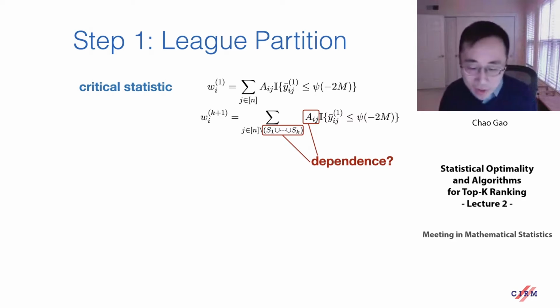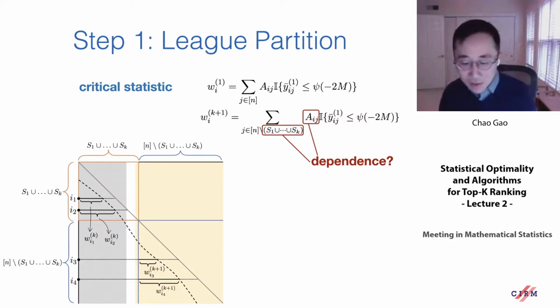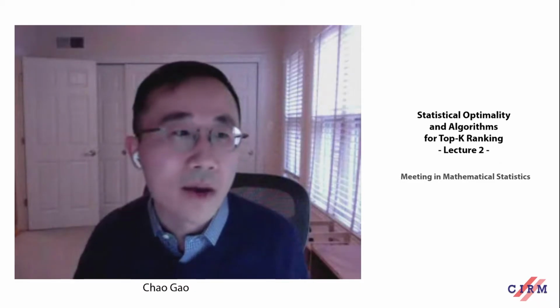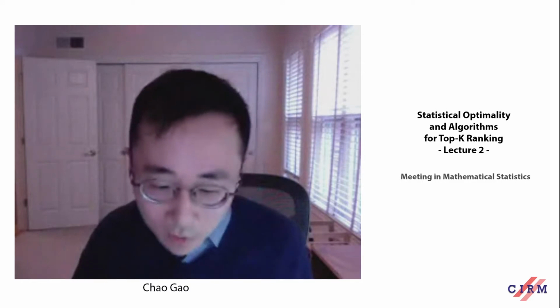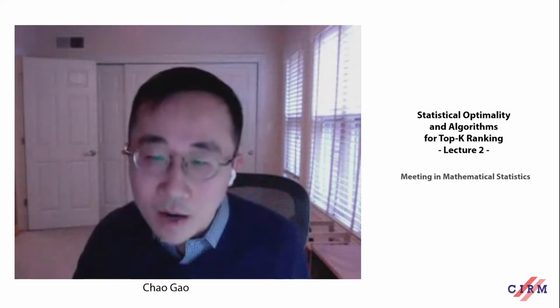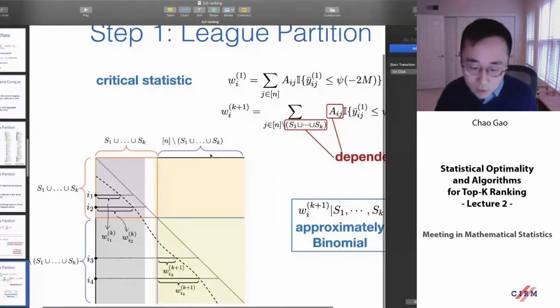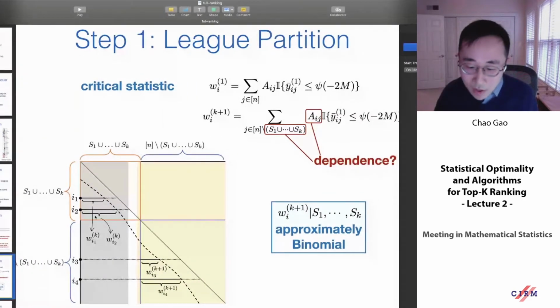Let me try to illustrate this argument using this picture. Okay, so I need an arrow. Let me exit the full screen mode so you can see my arrow, hopefully. First of all, we have this orange box. This is actually the area that has already been partitioned into the first K leagues.